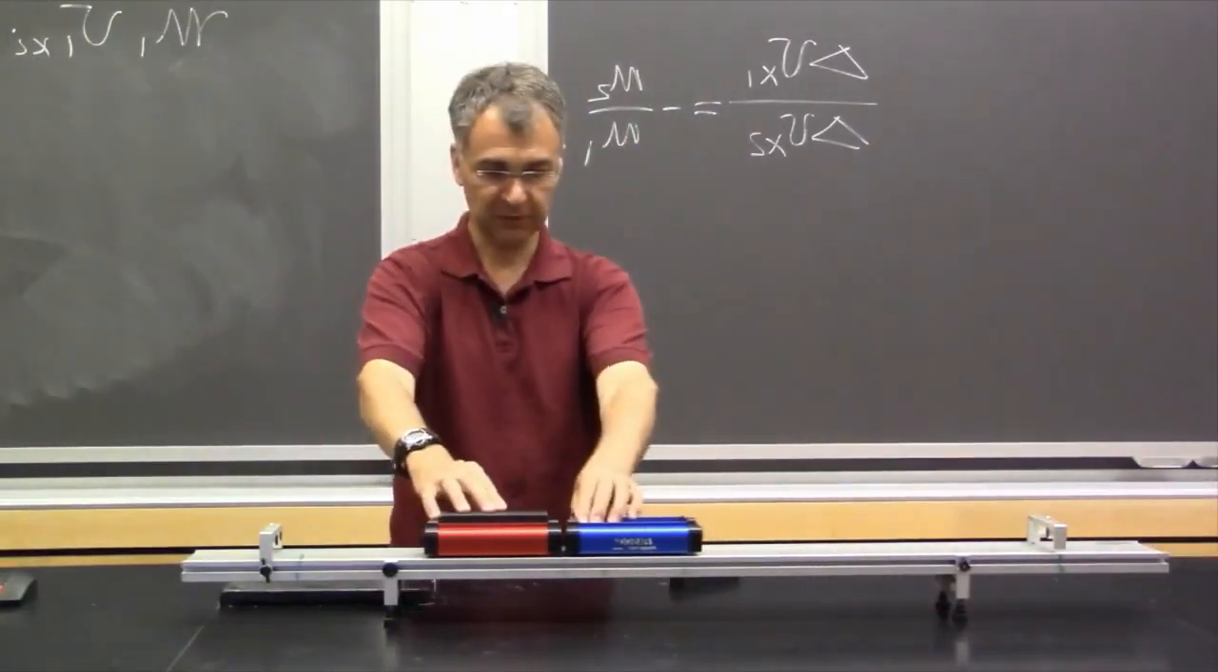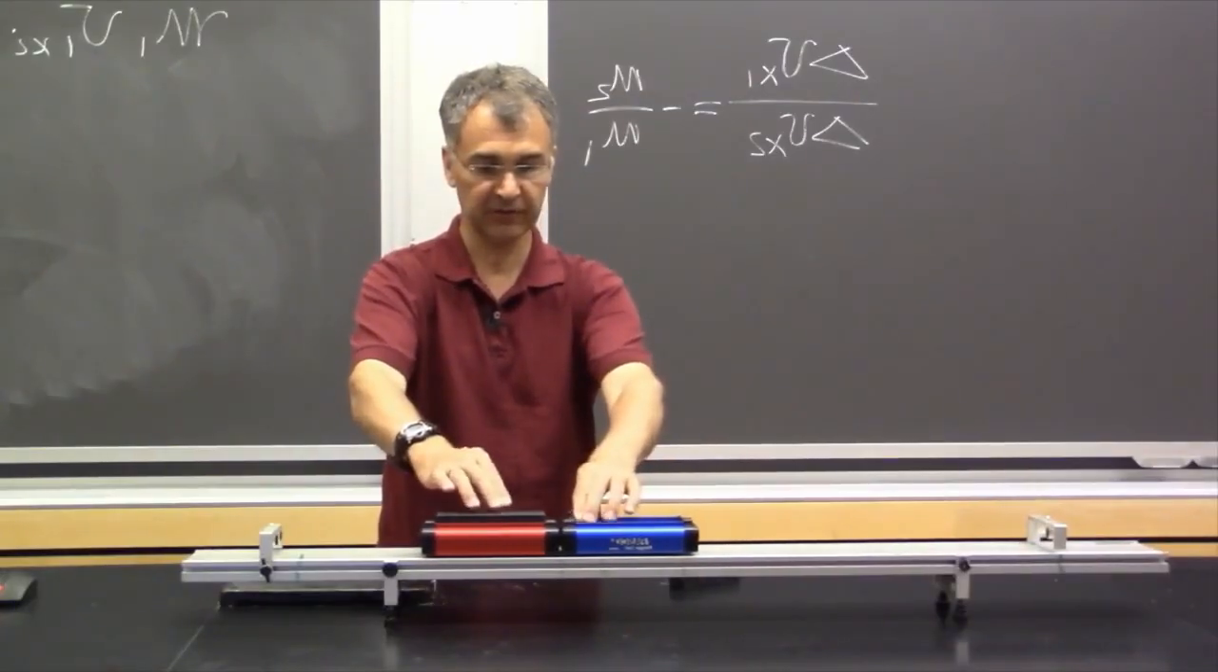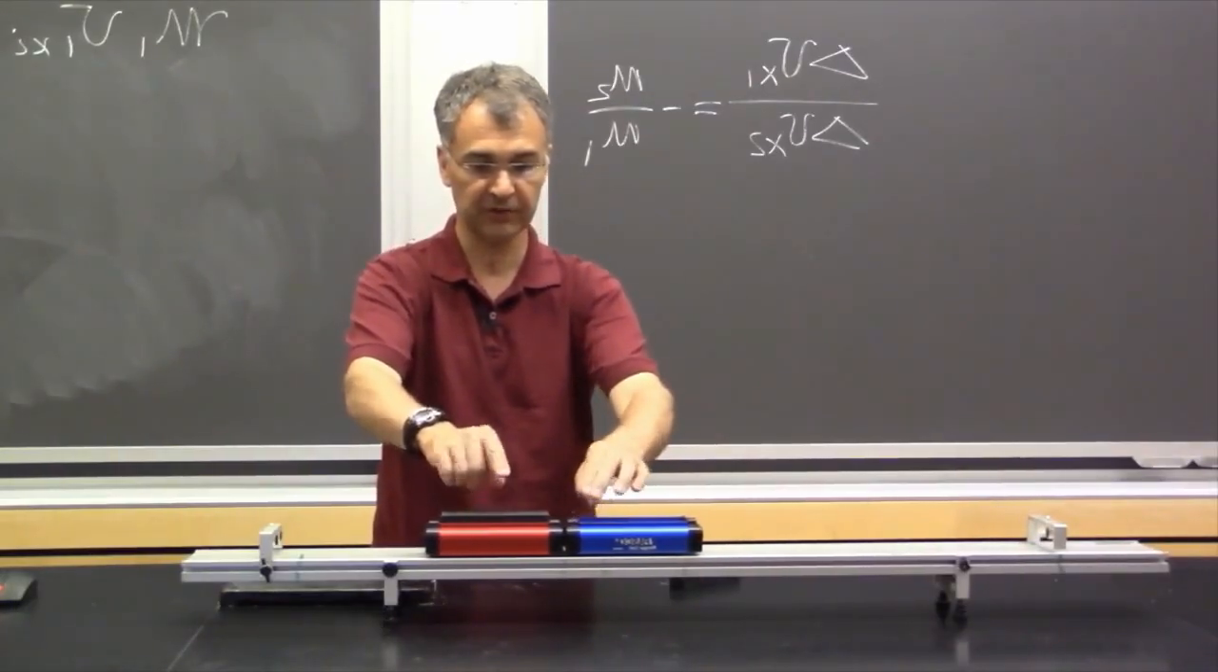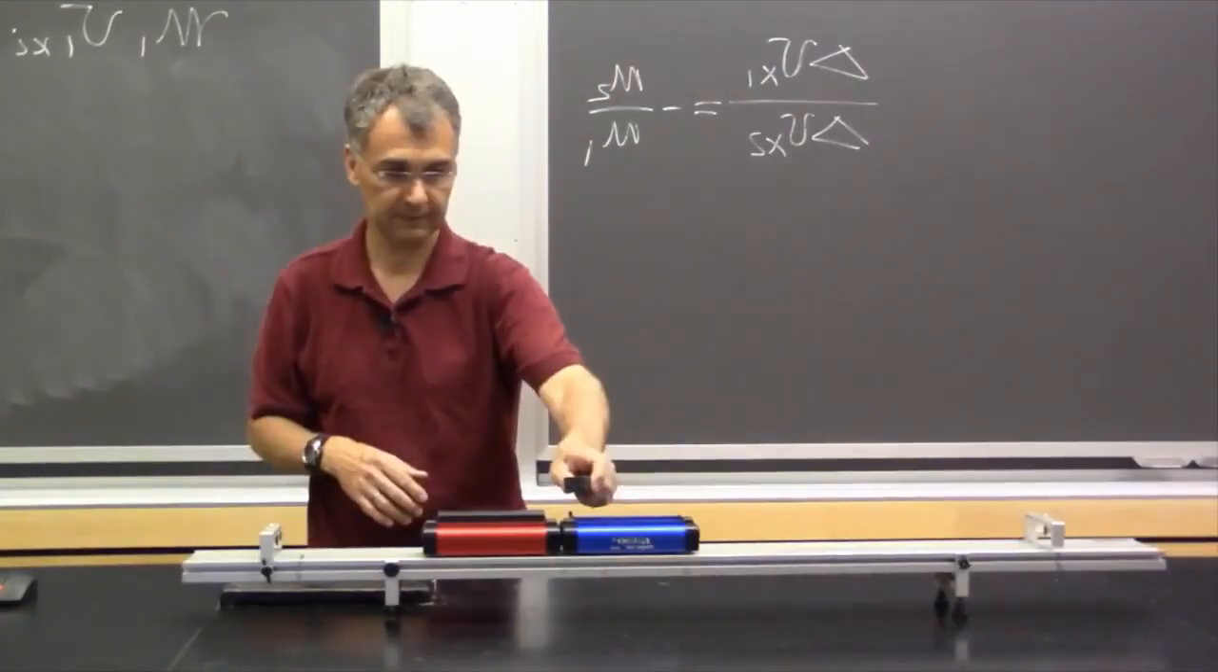So the red cart will be 3 times the mass of the blue cart. And then we can position them in such a way that the distance that the red cart has to travel is 1/3 of the distance that the blue cart has to travel. And let's try that. That's pretty good.